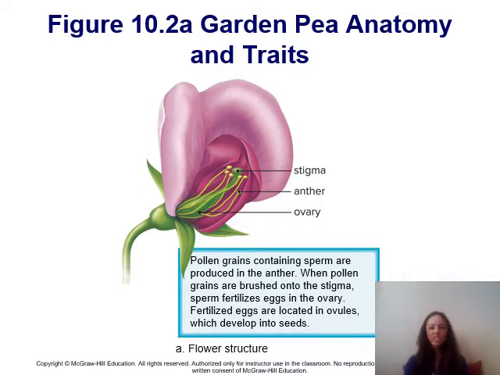So here's the general anatomy of one of the pea plants that Gregory Mendel would have used. In the center, we have both the male and the female parts. The female parts include the ovary, which contains the flower eggs, and the stigma. And then the anther contains the male sperm, which is called pollen.